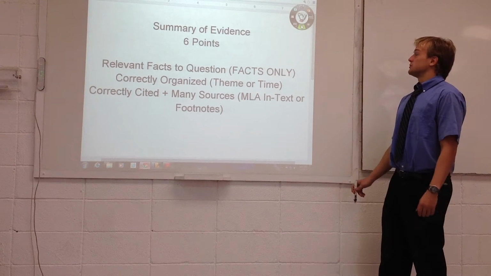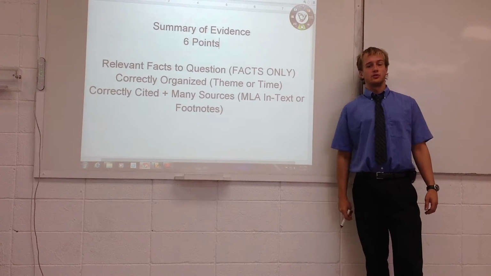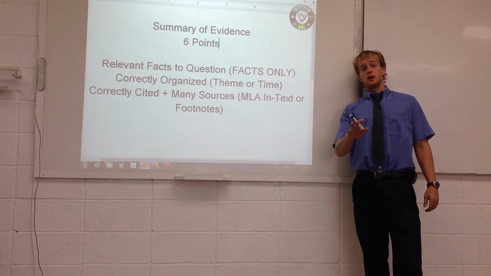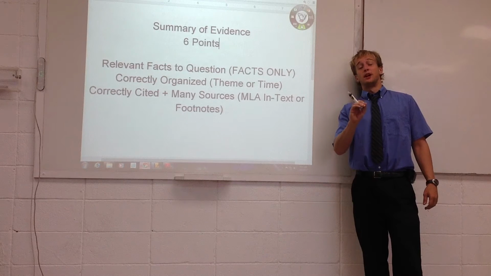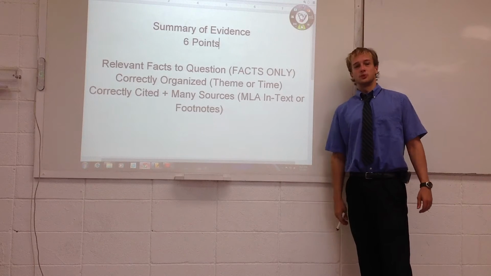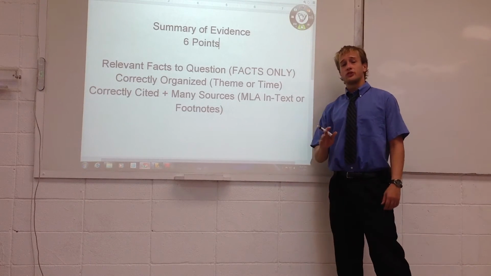Okay, welcome to the explanation of the summary of evidence, the second part of the historical investigation. I know that the screen might be a little bit crooked, but the information is totally legitimate, so don't worry about that. Now, as we can see, the summary of evidence is worth 6 points.